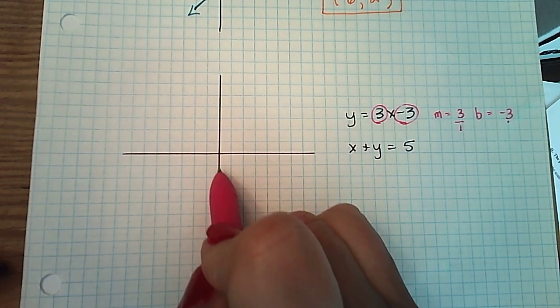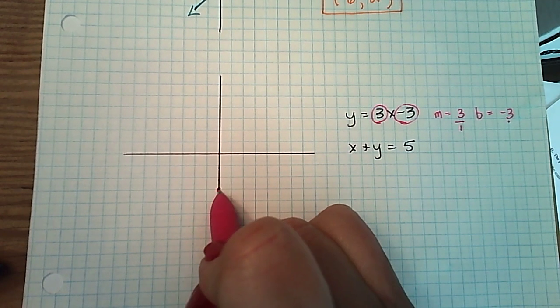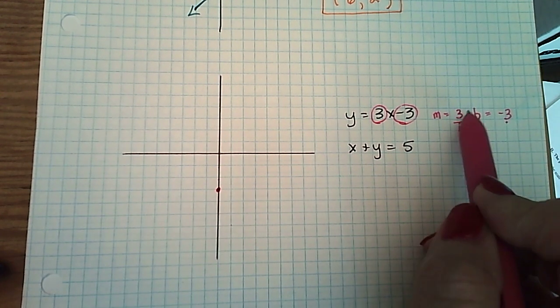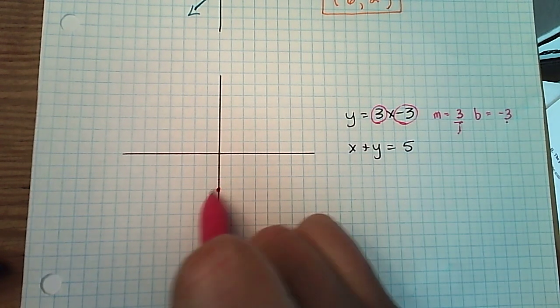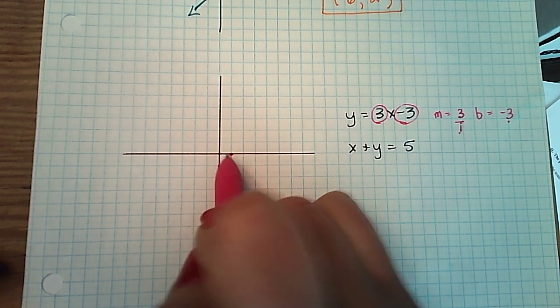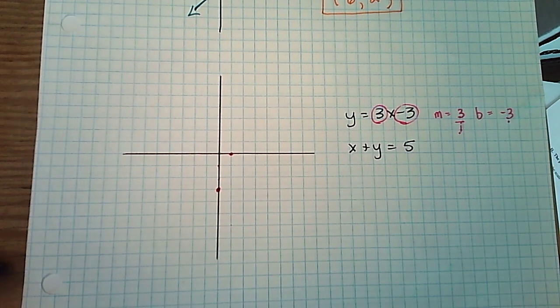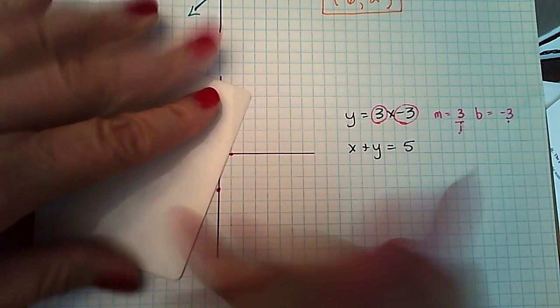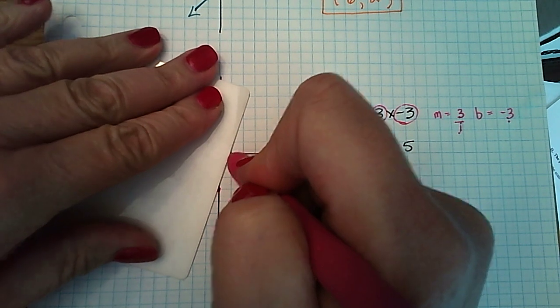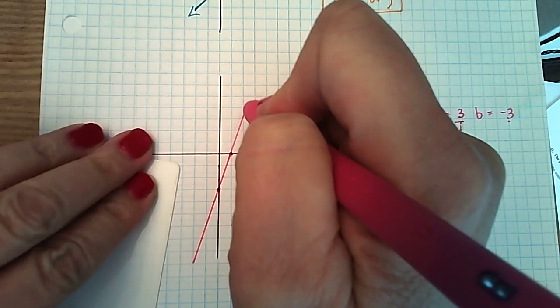I'm going to plot negative 3, 1, 2, 3. And I'm going to move my slope. Because it's 3 over 1, I'm going to go up 3 to the right 1. 1, 2, 3, 1. And again, on Delta Math, you can only put 2 points, and it automatically will make the line for you. I unfortunately have to draw my line.